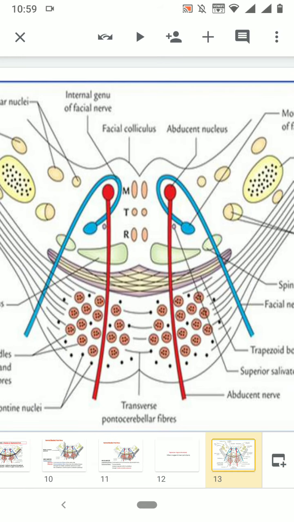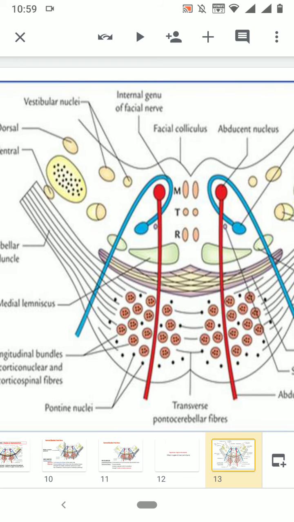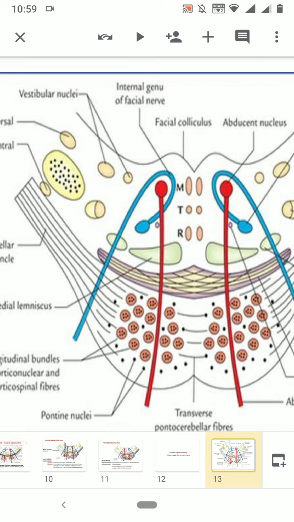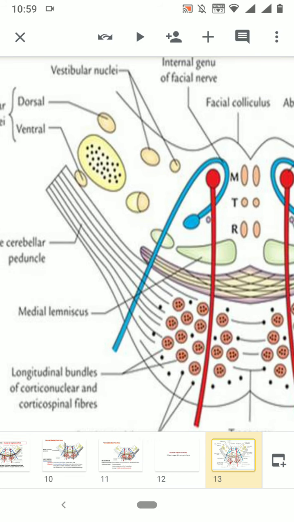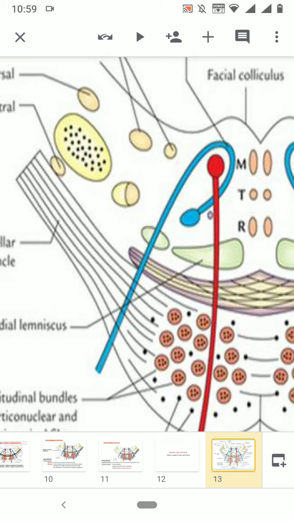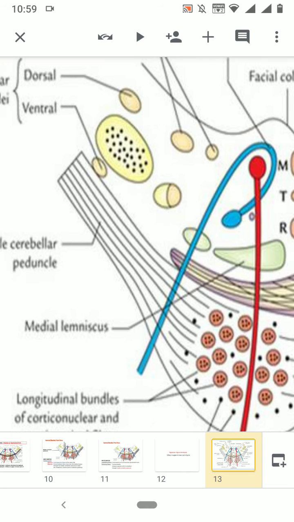Now again below that we are seeing some green colored, flattened bundles of fibers, which we have also seen in the medulla oblongata. So it's just a continuation. So what are these flattened bundles? So you have the medial lemniscus. In the medulla oblongata, we have seen the formation of the medial lemniscus. They are nothing but the continuation of the internal arcuate fibers.